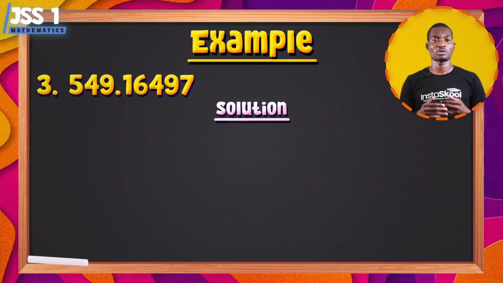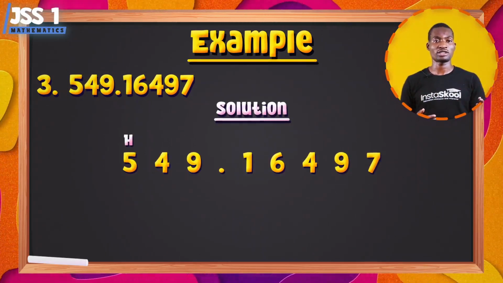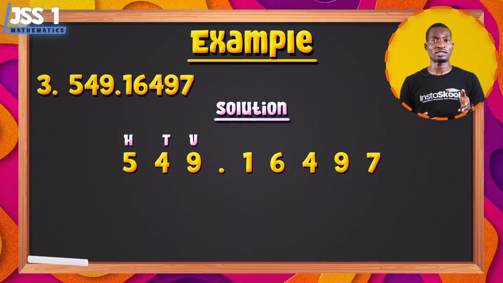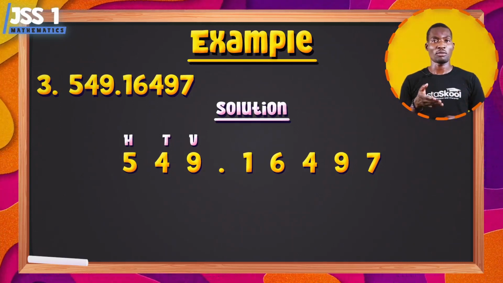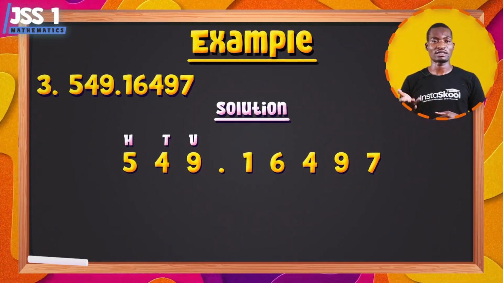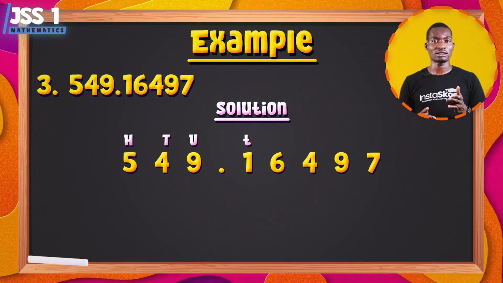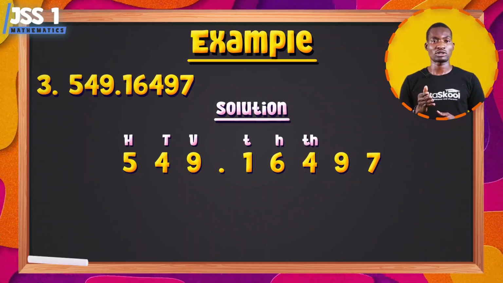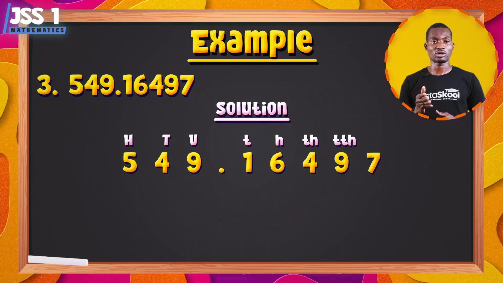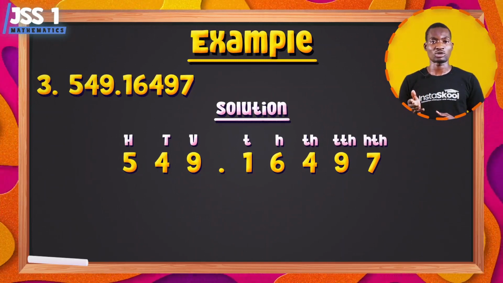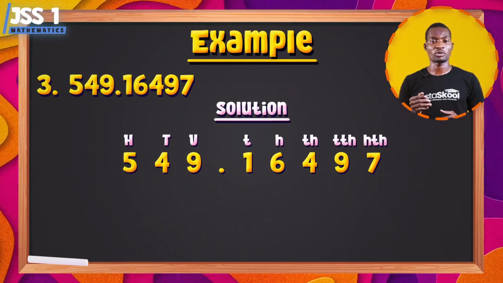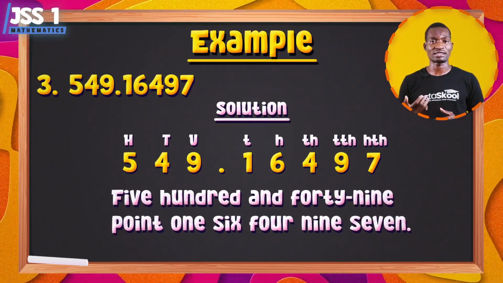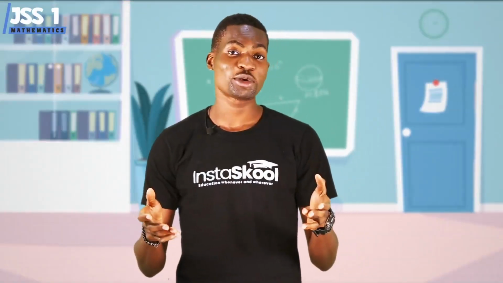The next example is 549.16497. We write in headed column as hundreds, tens, unit. So 5 goes under hundreds, 4 goes under tens, and 9 goes under unit. Then 0.16497. 1 goes under tenth, 6 goes under hundredth, 4 goes under thousandth, 9 goes under ten-thousandth, and 7 goes under hundred-thousandth. So how do you pronounce the number? You pronounce it as 549.16497.